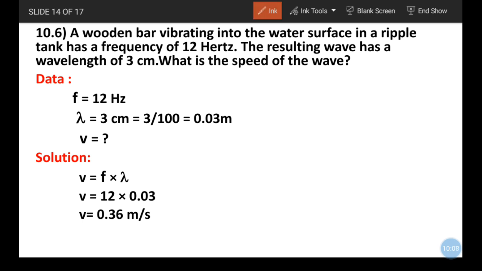Now let's see numerical 10.6. A wooden bar vibrating on the water surface in a ripple tank has a frequency of 12 hertz. The resulting wave has a wavelength of 3 centimeter. What is the speed of the waves? Here we have f equal to 12 hertz, lambda equal to 3 centimeter, and we have to find the speed of the wave. Now we will apply the formula V is equal to f lambda. Here f is equal to 12, lambda is equal to 0.03 meter. So V is equal to 0.36 meter per second.